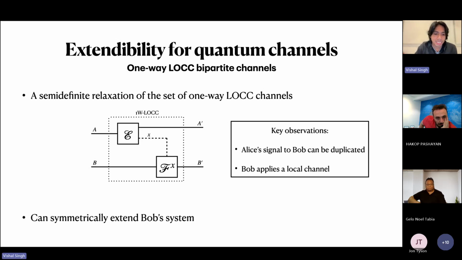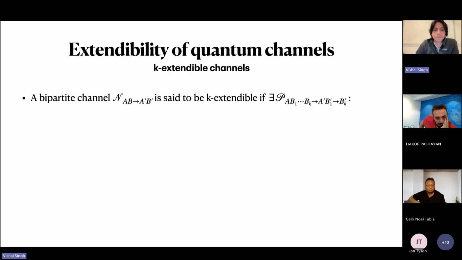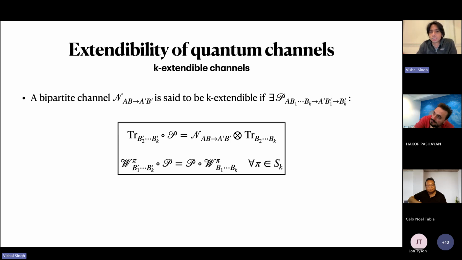So yeah, we can basically symmetrically extend Bob's system. Okay, so we can formally define a k-extendable channel as follows. Let's say N is a k-extendable channel, then there exists a channel which acts on one system of Alice and k systems of Bob, and outputs one system on Alice and k systems of Bob. And what this extension basically does is, if you trace out the extra Bob systems that you have added, you get the original channel N. So that is the first condition.